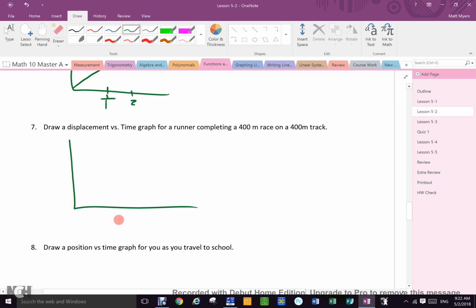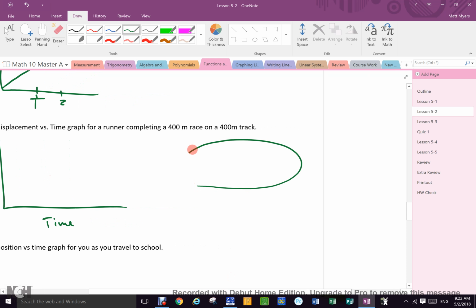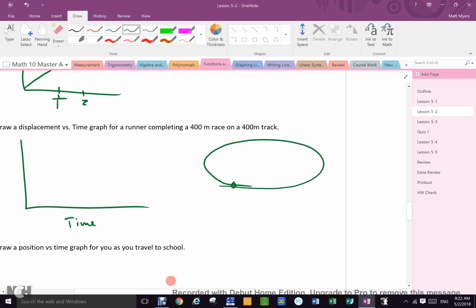What goes down here? Time. What goes over here? Displacement. Which means I have to care about distance from home, yes? What does a track look like? It's an oval, yeah? So if I start right here, I'm going to run 100 meters, aren't I? Straight away, right? So since it's displacement and I'm going away from my start, is it positive or negative? Positive. For 100 meters, yes? All right. So for the first 100 meters, which let's say takes what? 20 seconds?